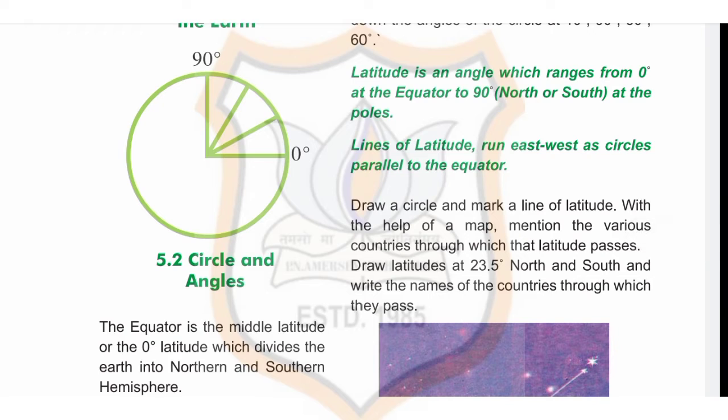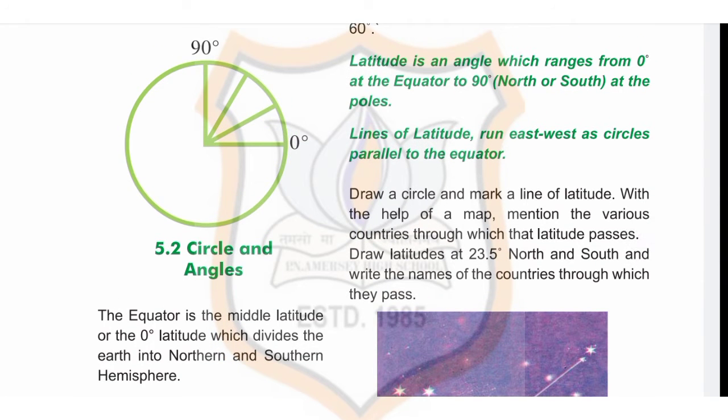Latitude is an angle which ranges from 0 degree at the equator to 90 degree, north or south at the poles. Lines of latitude run east-west as circles parallel to the equator. Now children, on page number 22, see picture number 5.2, circle and angles.